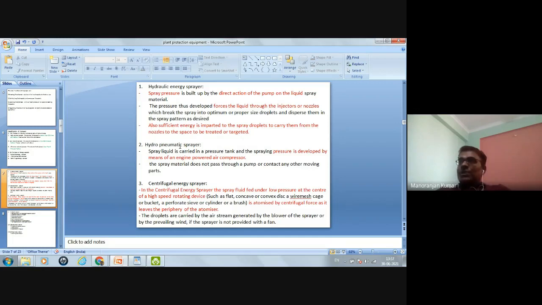In the hydropneumatic sprayer, pressure is developed by means of an engine powered air compressor. Here, there is no direct contact of the pump on the liquid spray. In the centrifugal energy sprayer, the spray liquid is fed under low pressure at the center of a high speed rotating device, and here it is atomized by centrifugal force. Okay, so these are the three types of sprayer.